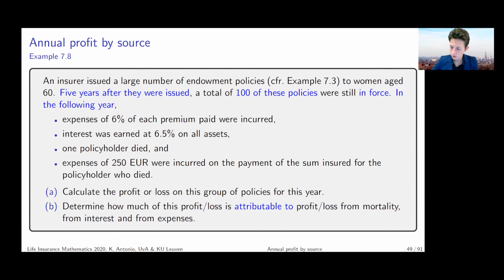So the idea is, can we say something about the profit or the loss on this group of contracts for this particular year? And once again, this has to do with comparing the assumptions that you made in terms of interest rate, expenses, and mortality assumptions. You want to compare your assumptions against the actual realizations.